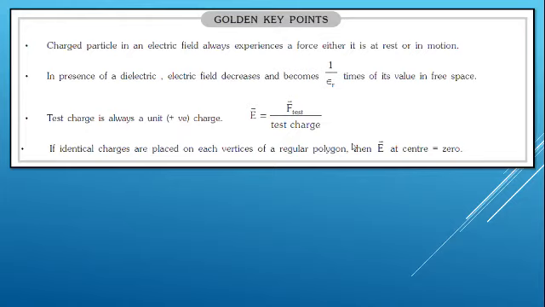If identical charges are placed on each vertex of a regular polygon, then the electric field intensity at the center is 0. So if identical charges are placed at the corners of a regular hexagon, due to all of them the electric field at the center is how much, guys? 0. How that happens, we will discuss in the coming classes.